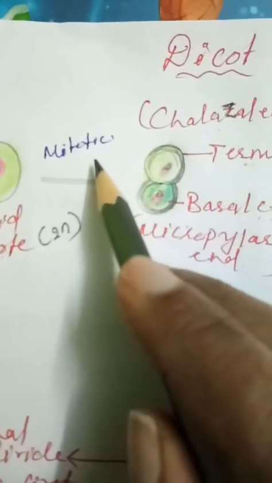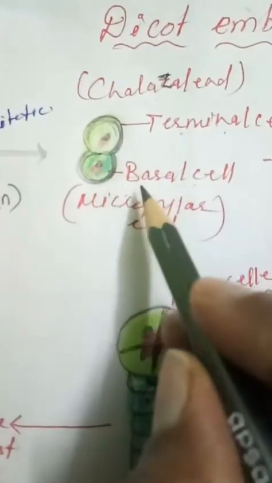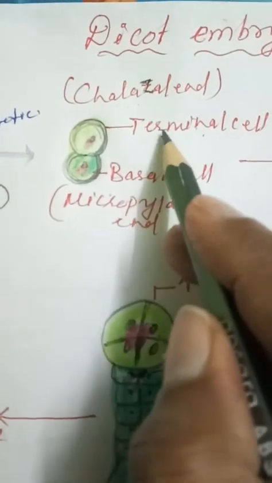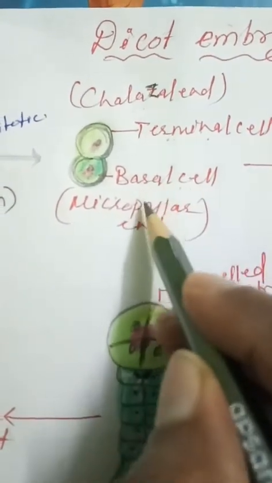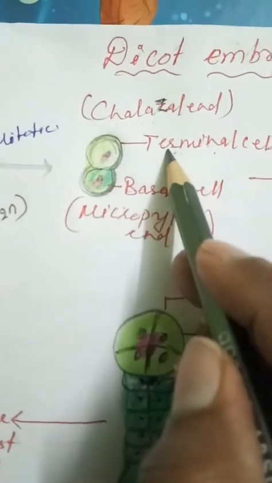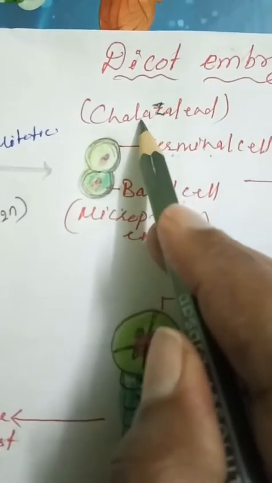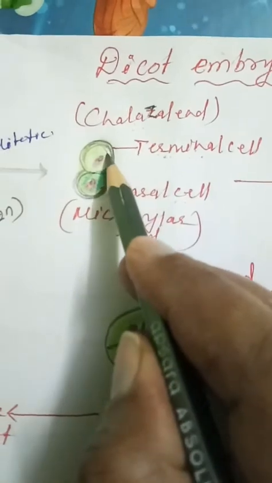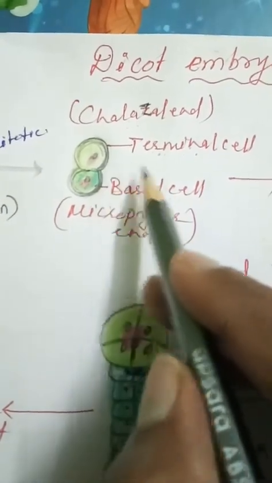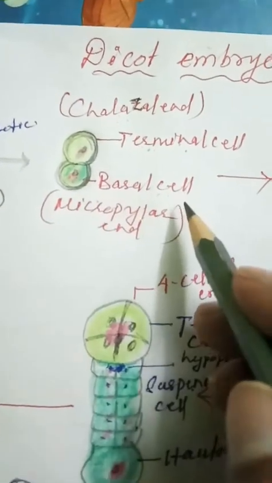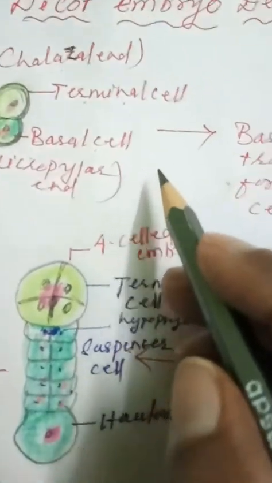So here this one is the zygote. Zygote is diploid. Here ploidy is 2n. It undergoes mitotic division to produce two cells, basal cell and terminal cell. Basal cell is towards the micropylar end and terminal cell is towards the chalazal end. These two cells undergo several developmental divisions and form the embryo.